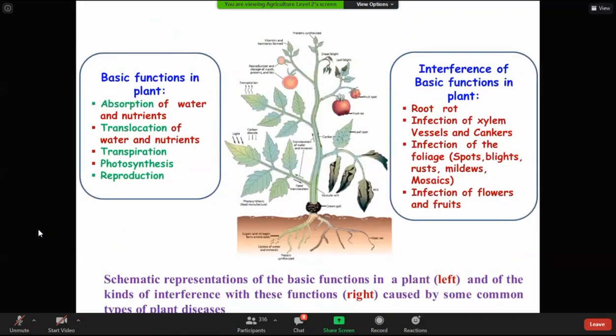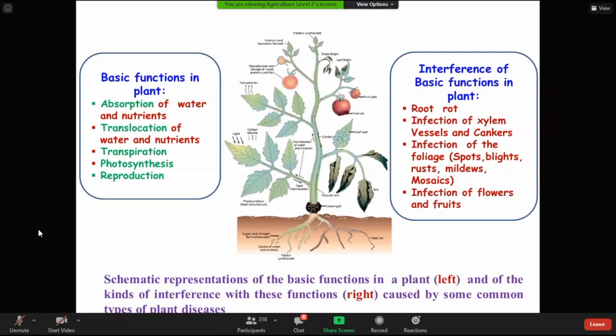Mechanism. Yes, mechanism. No, mechanism you will study in prevention. Okay, so I'll let you know. Before going to that slides, I want to explain the things you see here.